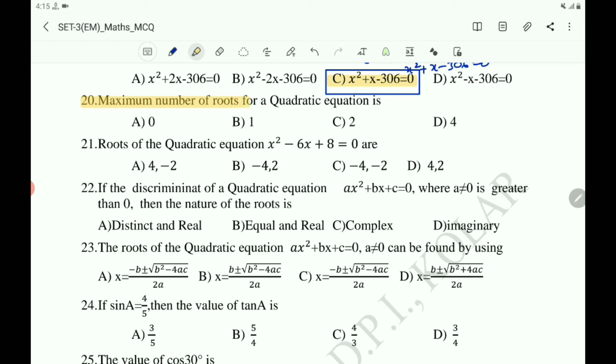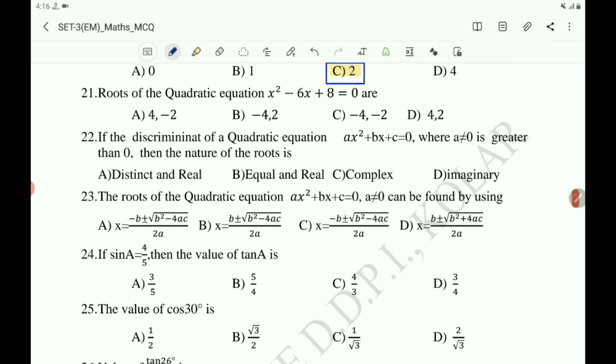Maximum number of roots for a quadratic equation. In the previous video, this question is repeated. So maximum number of roots for a quadratic equation. Quadratic equation is having the highest power 2. So number of roots also 2.